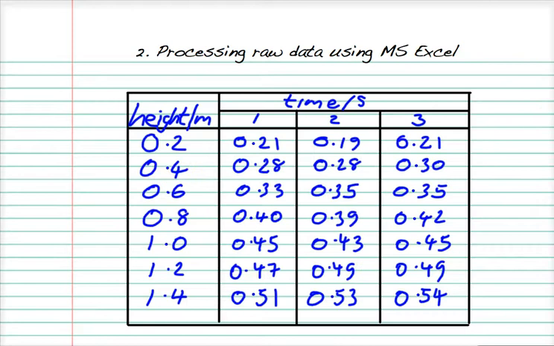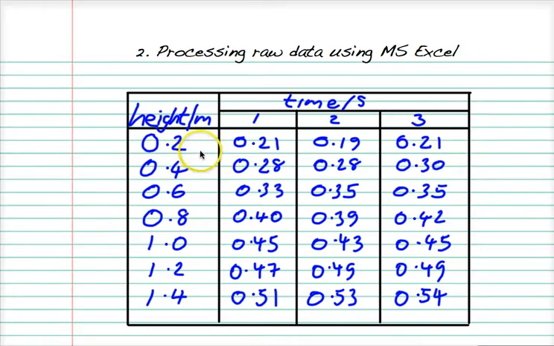This is the second Physics Chemistry Grade 9 podcast, and this podcast will be dealing with how we process our raw data, specifically using Microsoft Excel. In the first podcast we looked at how to collect raw data in our notebooks, and we ended up with a table something like this.